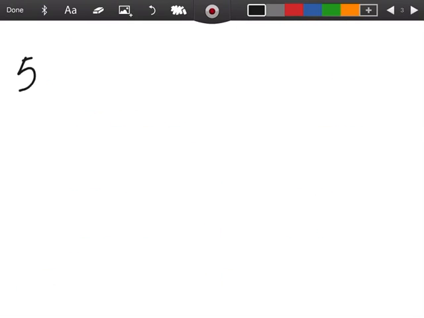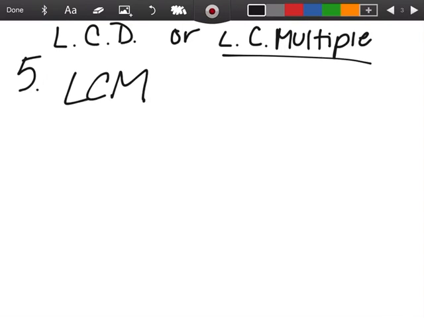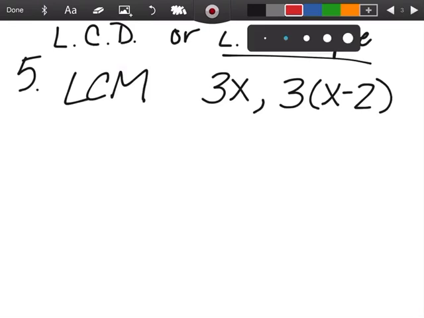So if they say, let's just practice finding the least common denominator, and you might see it called the least common denominator, or you might see it called the least common multiple. And that would just be if it's not in the context of a denominator. So what's the least common multiple between 3x and 3 times the quantity x minus 2?